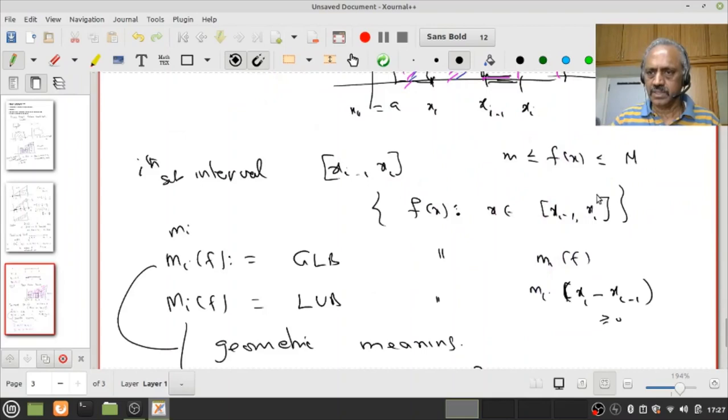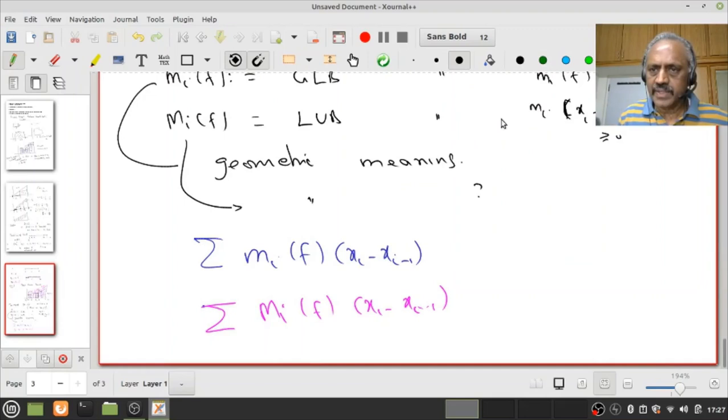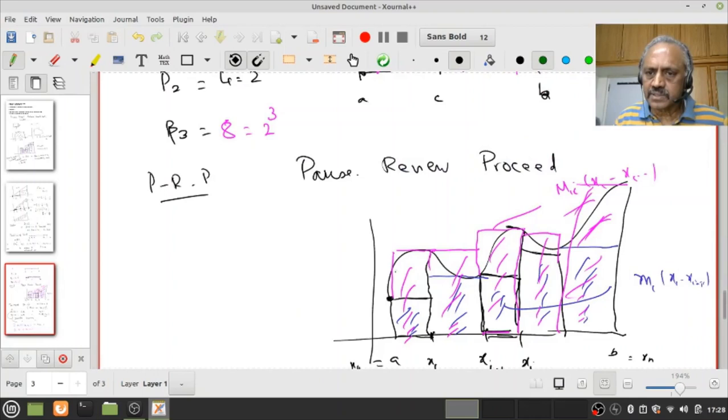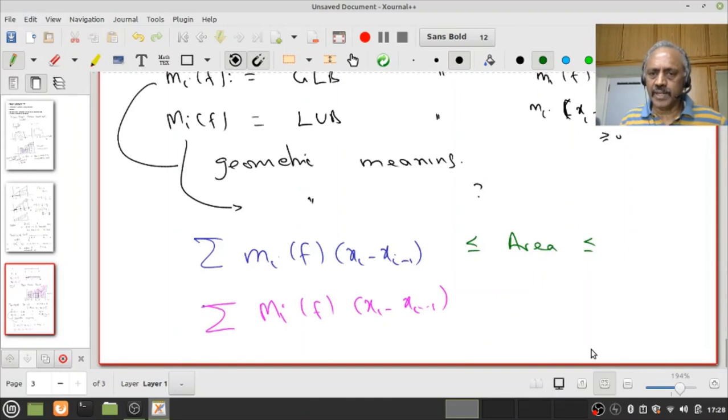Therefore, intuitively, it's very clear. What is the area? We are interested in the area under the graph. The area under the graph is squeezed between this finite sum, i equal to 1 to n, and this also i equal to 1 to n. Our area is squeezed between this area and this area. Do you follow that? Yes? Draw your picture. My picture may be very cluttered and not good, but I'm sure, being young, you will be able to draw a much better picture.